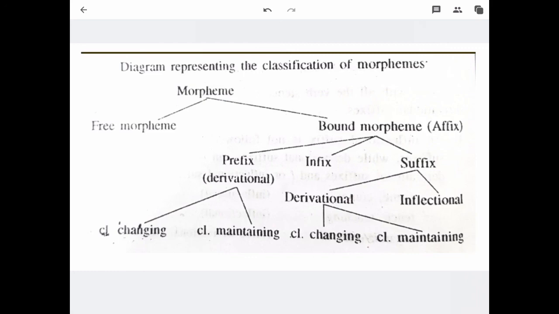And again, prefix and suffix have two types: derivational and inflectional. In the case of suffix, there are derivational and inflectional suffixes. In the case of prefix, there is only derivational prefix and no inflectional prefix. And these derivational prefixes and suffixes can be divided into class-changing derivations and class-maintaining derivations. Class-changing means it changes the form class of the word, and class-maintaining means even after adding the prefix or suffix, it will be in the same form class. It won't change the class of the word.